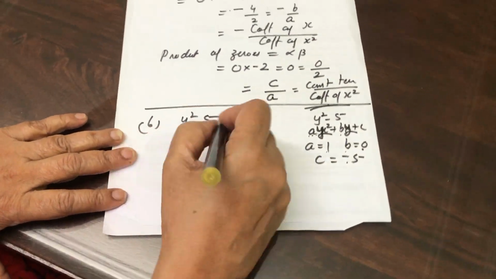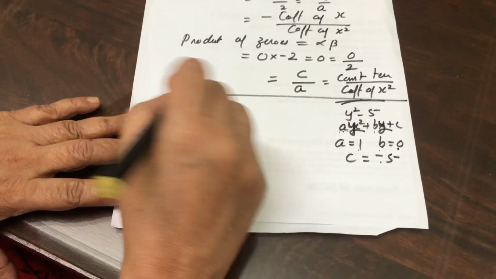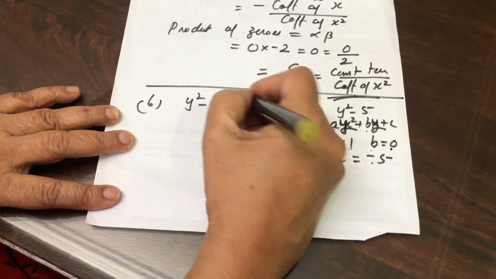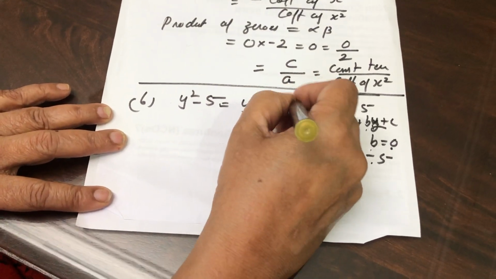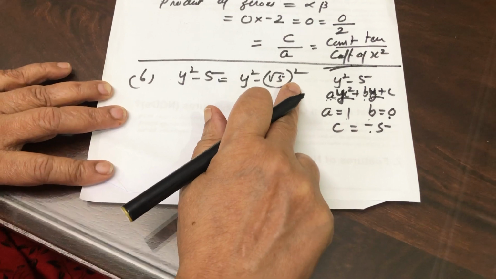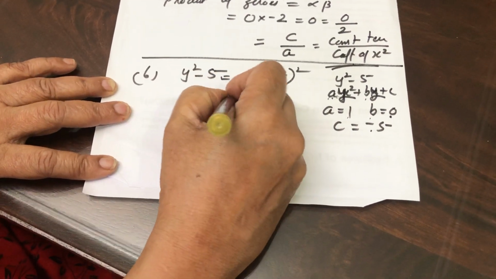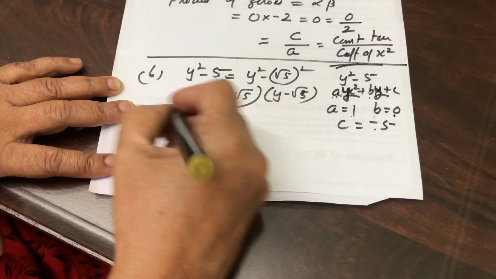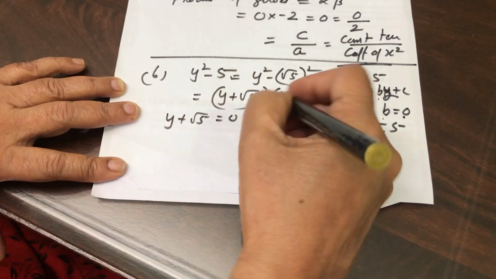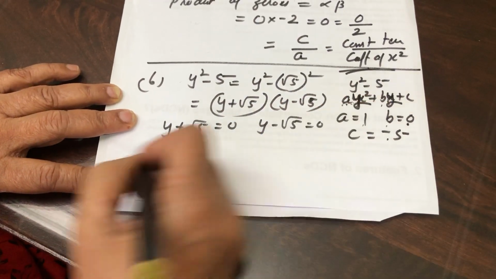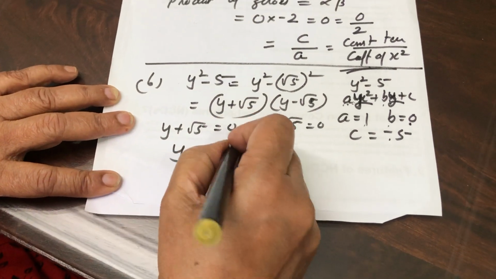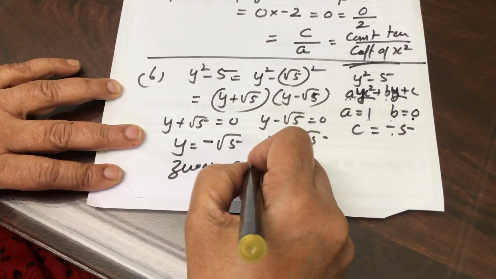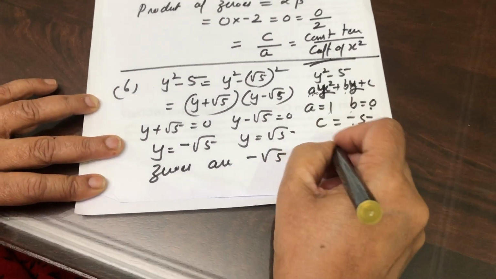So this one, you either factorize, or you have to make it 0. Two ways are there. You can write y squared minus root 5 the whole squared. Now it is a squared minus b squared, that is a plus b into a minus b. So y plus root 5 is equal to 0 and y minus root 5 is equal to 0. That is y is equal to minus root 5 and y is equal to root 5. So the zeros are minus root 5 and plus root 5.